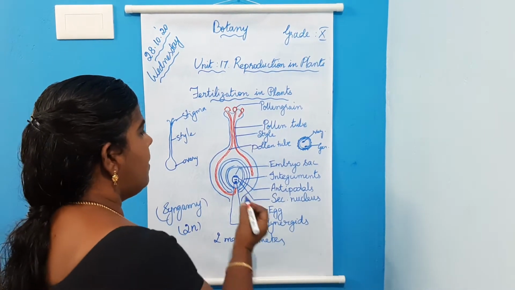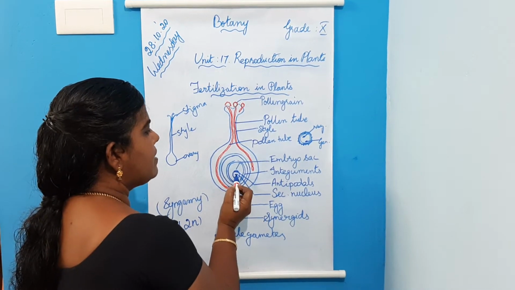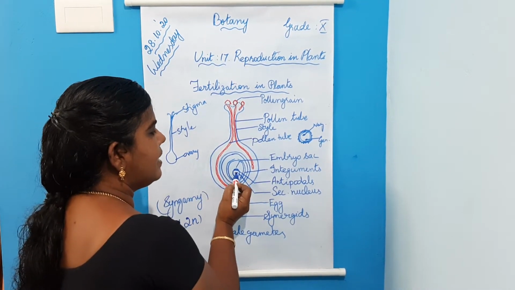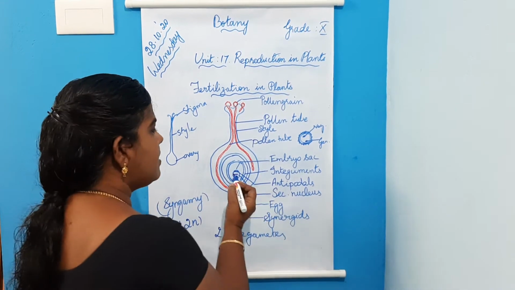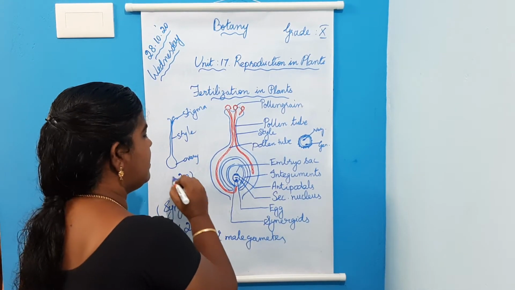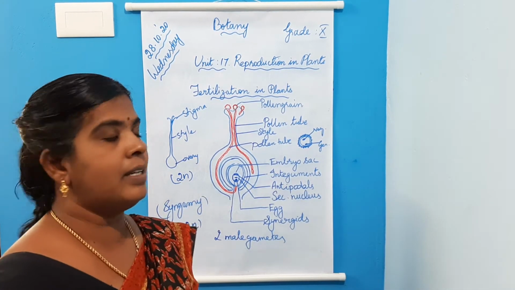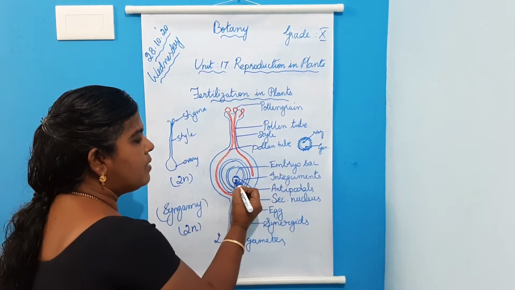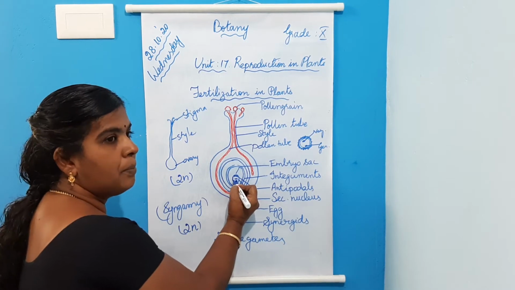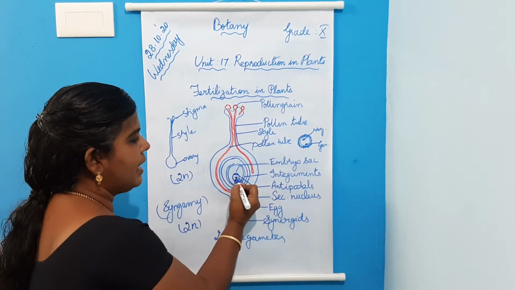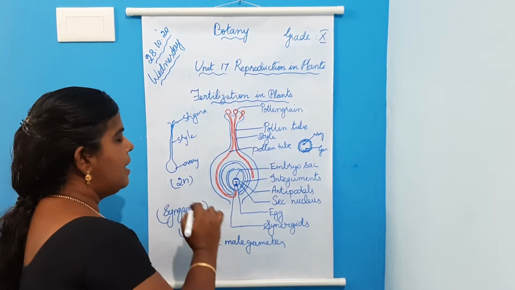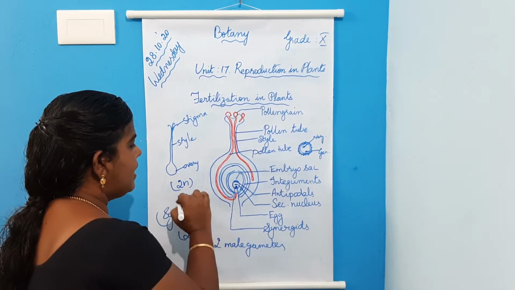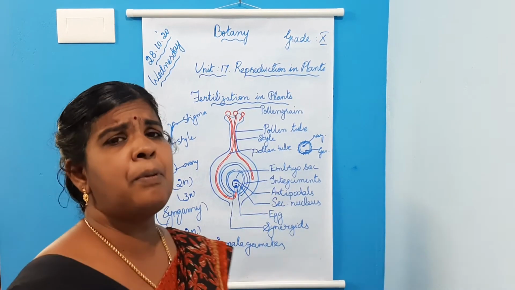The second sperm fuses with the polar nuclei or secondary nucleus, which is there in the center. The secondary nucleus is diploid in nature, having two sets of chromosomes. Now the second male gamete fuses with the secondary nucleus to form a triploid nucleus, that is called triple fusion.